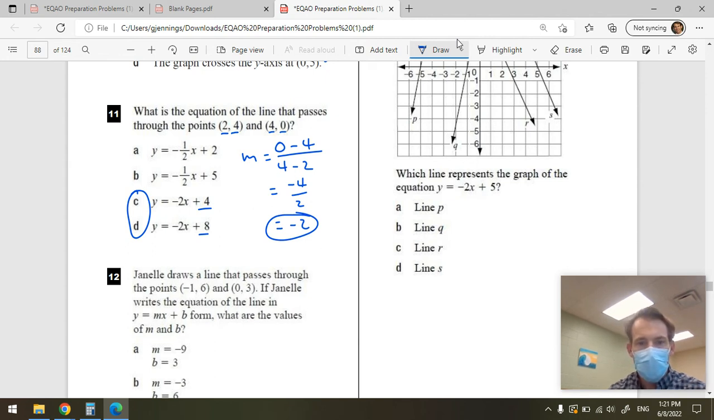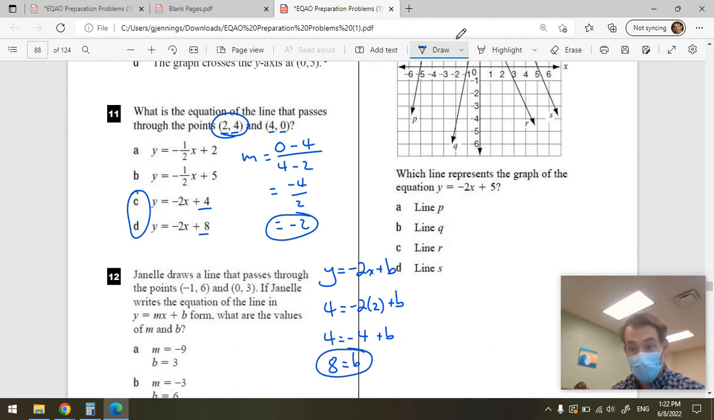Now I know that y is equal to negative 2x plus b. I don't know b yet. Feed it this point. When y is 4, x is 2. Negative 2 times 2 plus some number. 4 is equal to negative 4 plus some number. Add 4 to both sides. 8 is equal to b. There we go. 8 is equal to b. So it is this one.